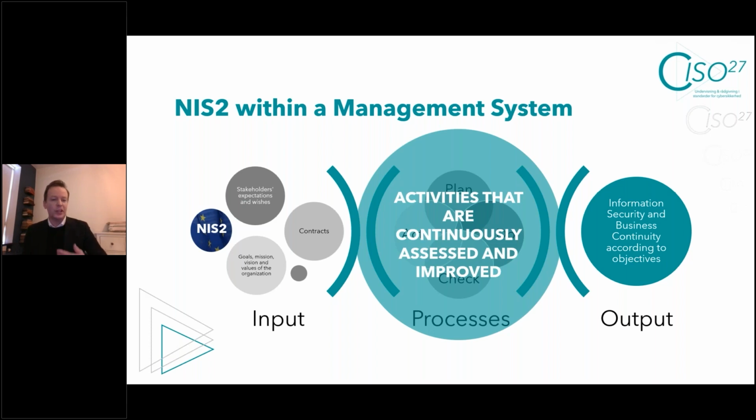So essentially, for an organization already working with a management system, we now have the NIS2 directive, which requires us to do some tweaks and turns on the processes we already have. I will show you some of the processes, some that tie to management, some that tie to risk, and some that tie to the controls that we decide to implement, the controls that maintain or modify risk.